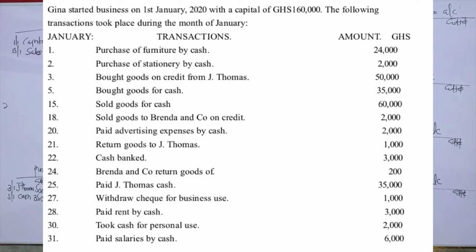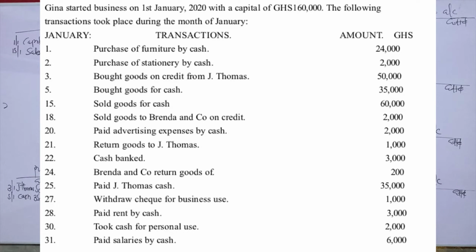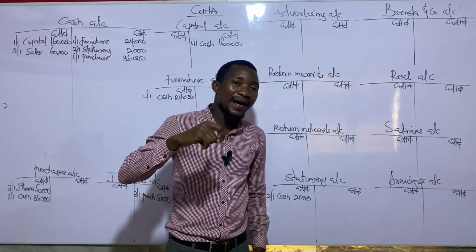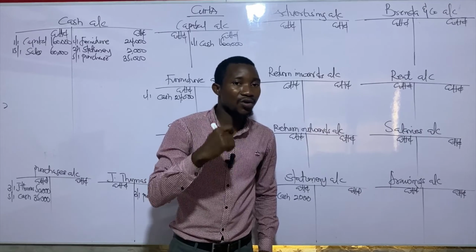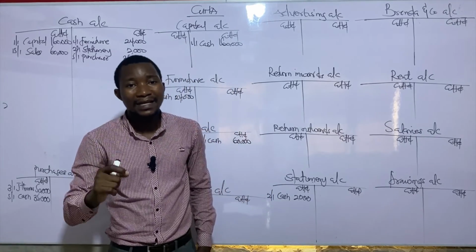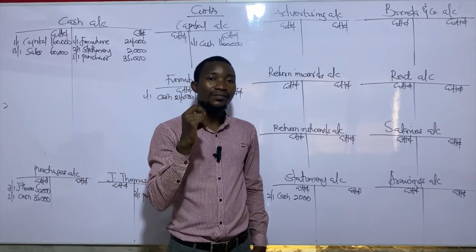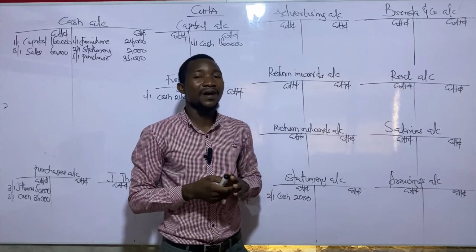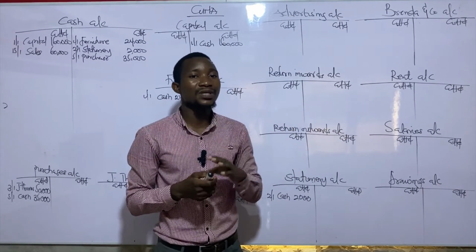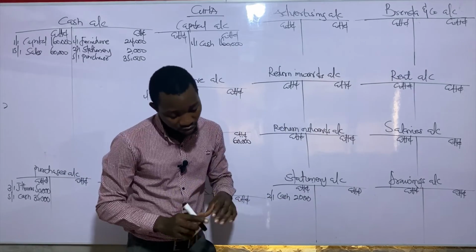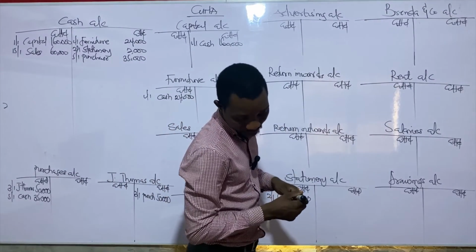The next transaction was on the 18th. Sold goods to Brenda and Co. on credit, an amount of 2,000. So we sold on credit. So Brenda here is a debtor to us because we sold to him on credit. And debtor is an example of what? Personal account. So we debit the receiver. We sold goods to Brenda. Brenda is receiving the goods. We debit Brenda of an amount of 2,000. So that was on the 18th.